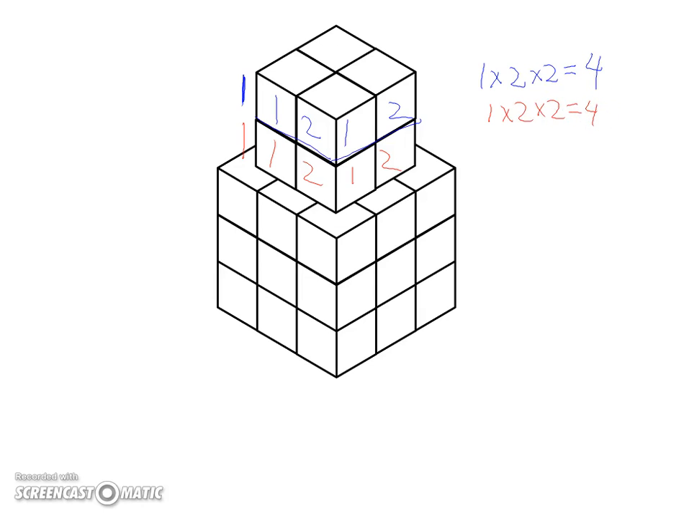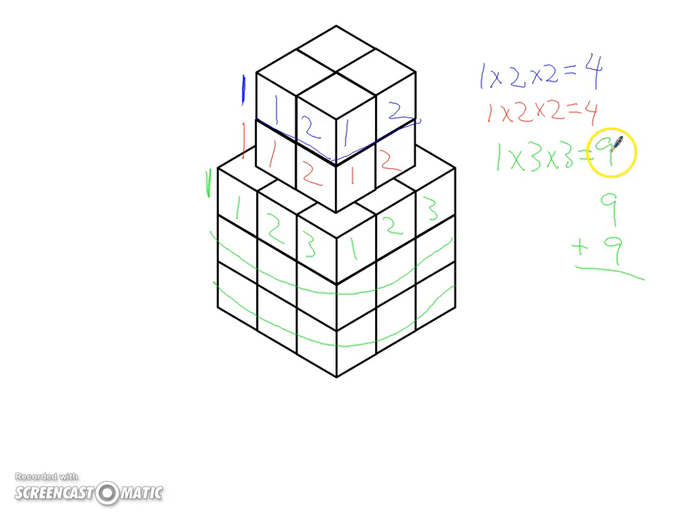I'm going to switch up to green. 1 high, and there's 1, 2, 3, 1, 2, 3. So I got 1 times 3 times 3 equals 9, and I'm pretty sure that most people can see this layer right here is also going to have 9, and this layer right here is also going to have 9. So I'm just adding them up. 9, 18, 27, 31, 35. 35 cubes.